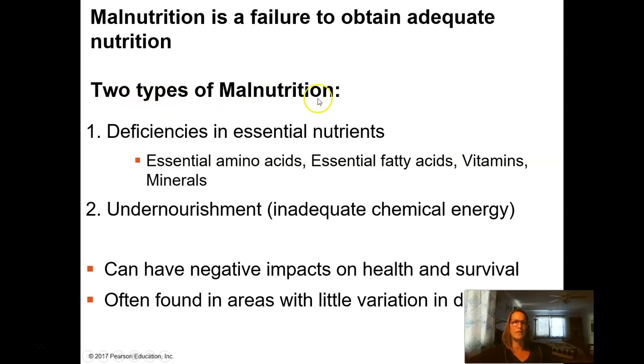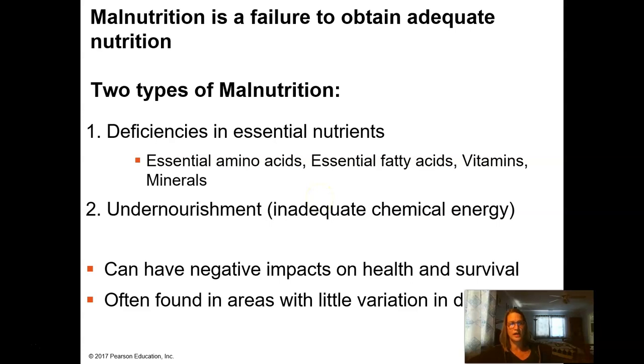There are 2 main types of malnutrition. One would be deficiencies in essential nutrients. So remember, the essential nutrients were amino acids, essential fatty acids, vitamins, and minerals. Or another type of malnutrition is undernourishment, which is basically you're just not getting enough calories, not enough chemical energy to sustain the cells in your body.